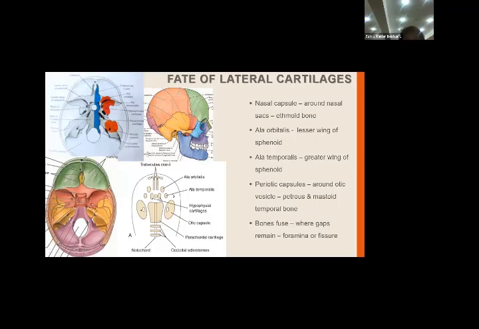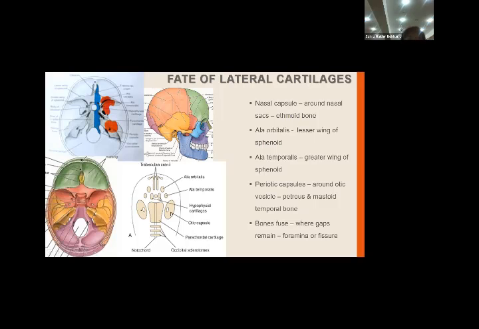Then comes the ala temporalis. Ala temporalis develops into this bone, the greater wing of sphenoid. This whole bone is the greater wing of sphenoid, and this one is the lesser wing of sphenoid. This was the body of the sphenoid, which develops from the midline cartilage. Among lateral cartilages, ala orbitalis develops into the lesser wing of sphenoid, and ala temporalis develops into the greater wing of sphenoid.